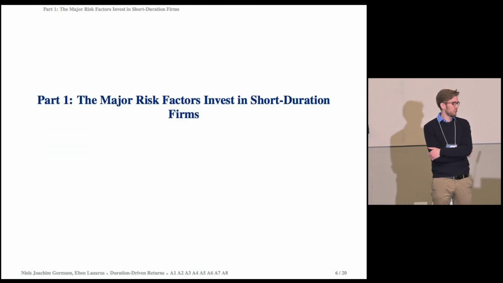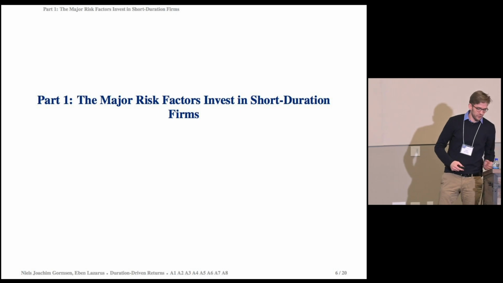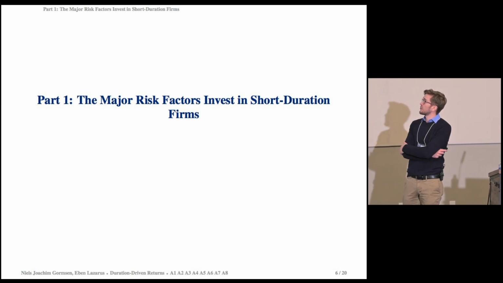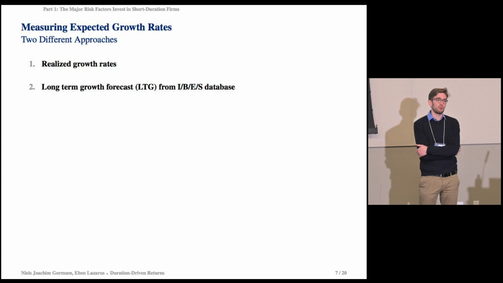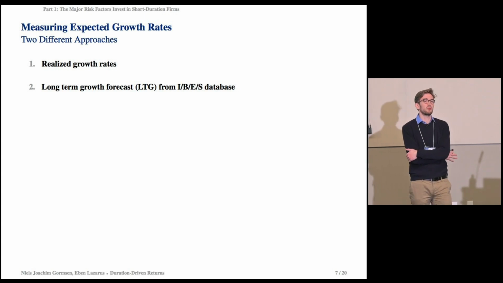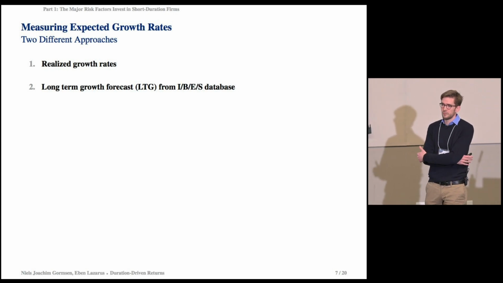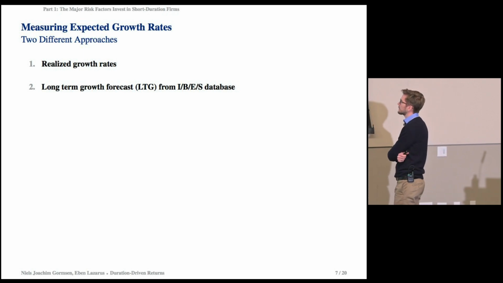Great. So we're going to have three parts basically of the talk. The first thing is I'm going to show you that these major risk factors invest in short duration firms. And basically what I'm going to show you is that the major risk factors invest in firms with low growth rates.